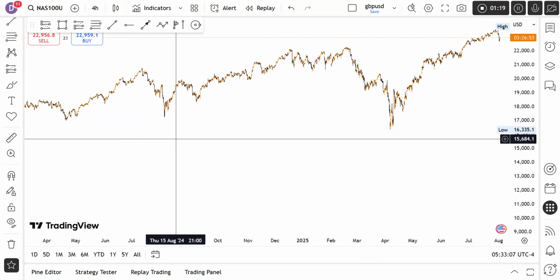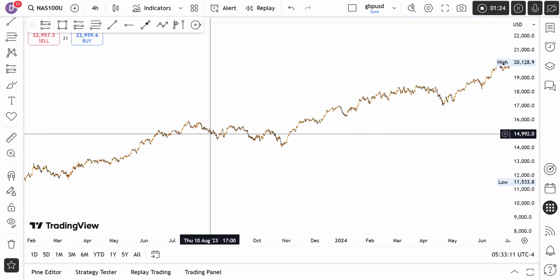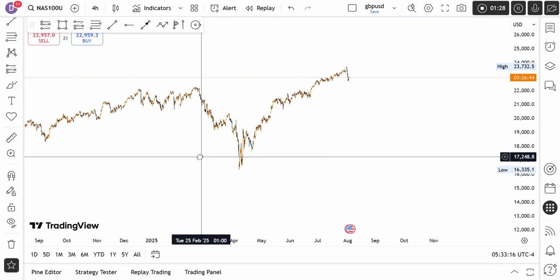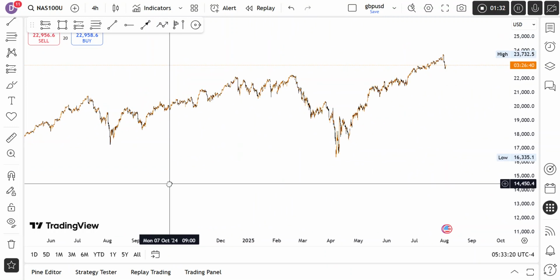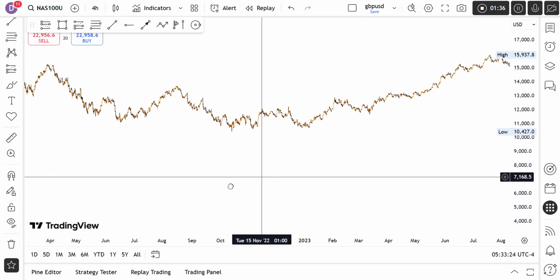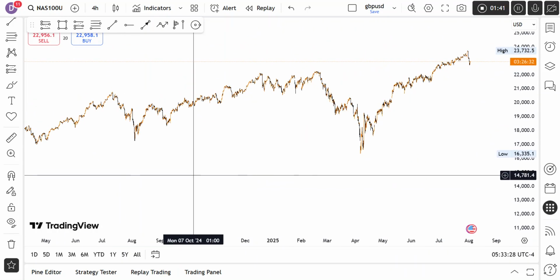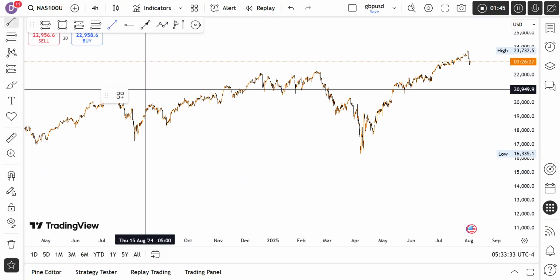What we have in the market like this, let's come back here. We have Nasdaq 100 and the trend we're seeing is an uptrend. The market is going higher and higher, making higher highs. We have this zone here.